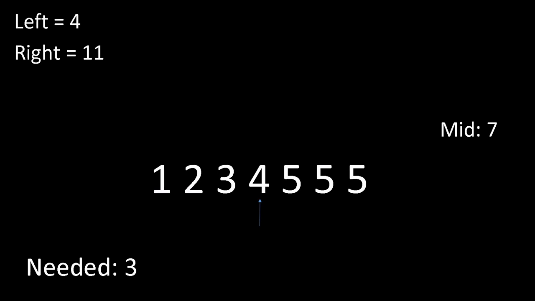Let's see if 7 returns false or true. We continue to add 7 minus 5 until we've reached the end. Our needed is 9, which is larger than our k, which was 7. So a median of 7 is not possible with 7 steps. We set our right to 6 and continue.